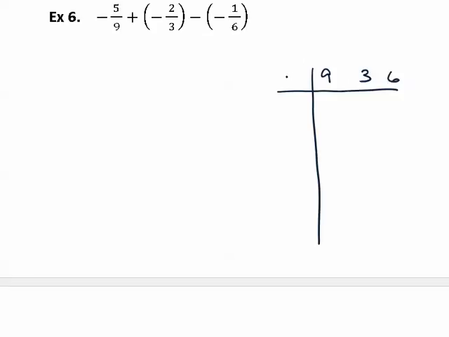For example, let's start with 2. Does 2 divide into any of these numbers? And the answer is yes. 2 divides into 6 3 times. But 2 doesn't divide into 9 evenly. We're just going to bring that down. Nor does it divide into 3 evenly. We just bring that down.